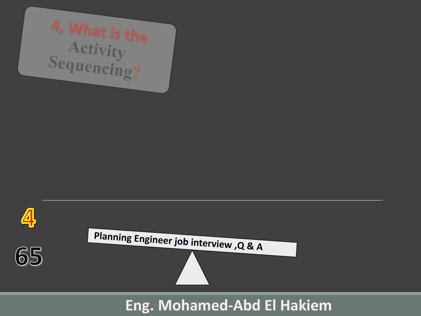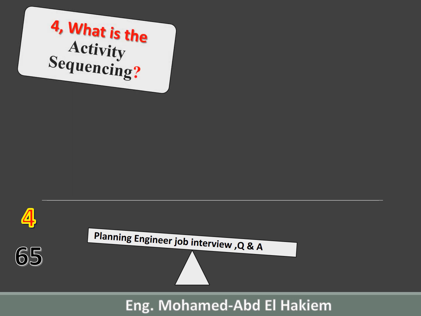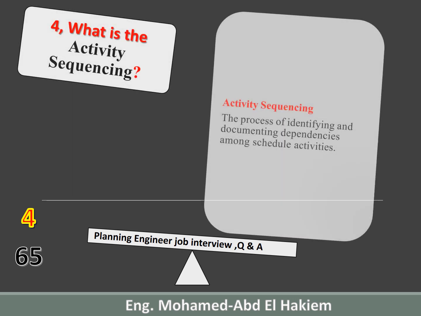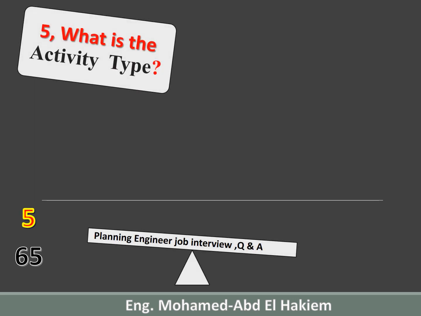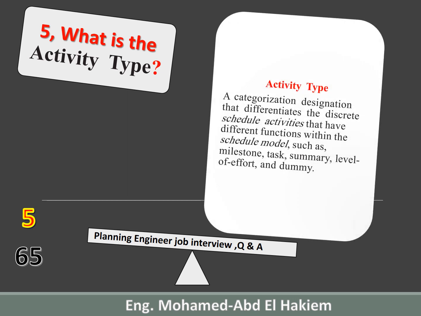4. What is the activity sequencing? Activity sequencing is the process of identifying and documenting dependencies among schedule activities. 5. What is the activity type? Activity type is a categorization designation that differentiates the discrete schedule activities that have different functions within the schedule model, such as milestone, task, summary, level of effort, and dummy.